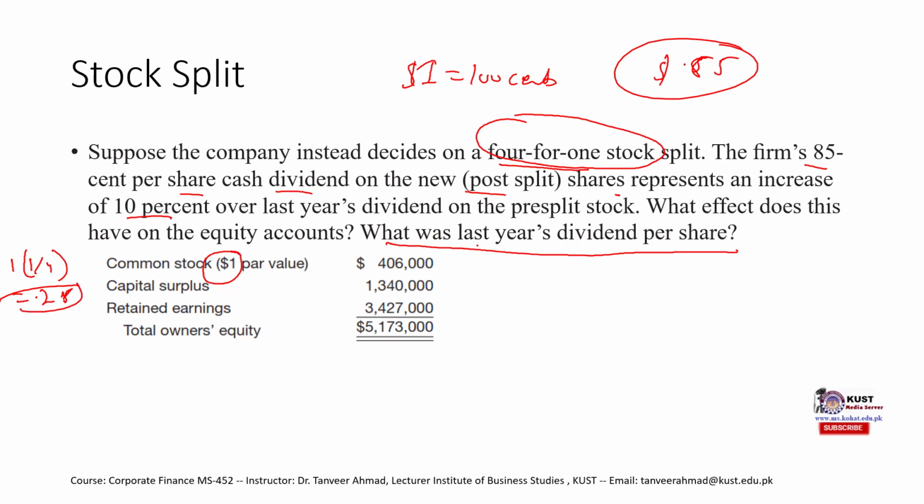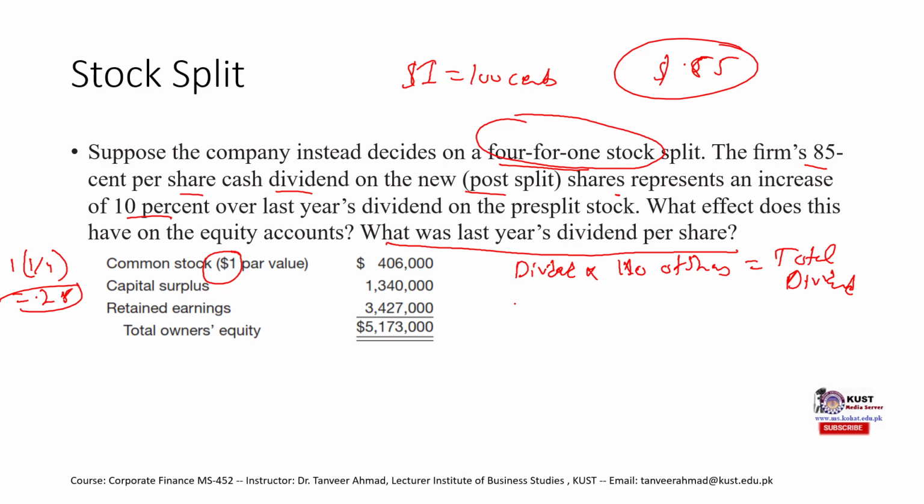Next, what was the last year's dividend? To find the last year's dividend, we need to find the total dividend paid this year. So the total dividend paid this year will be the dividend amount times the number of shares outstanding, right? So the dividend multiplied by the number of shares should be equal to the total dividend, right?